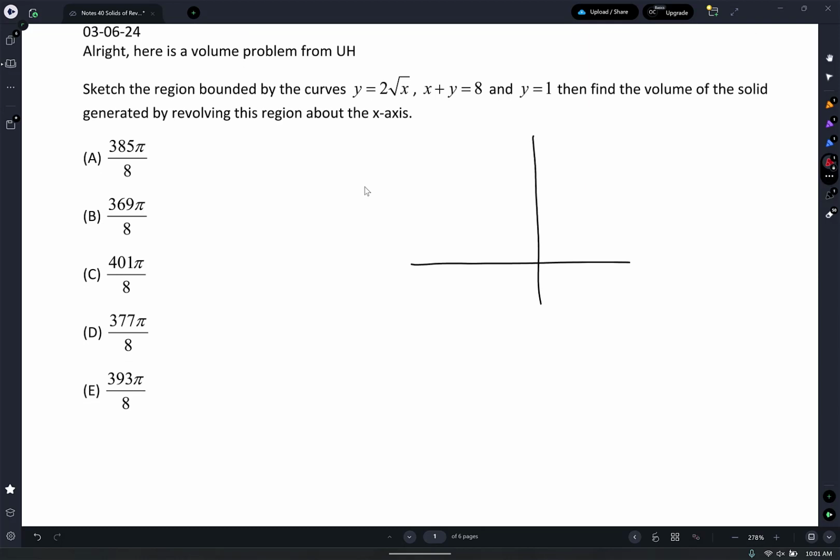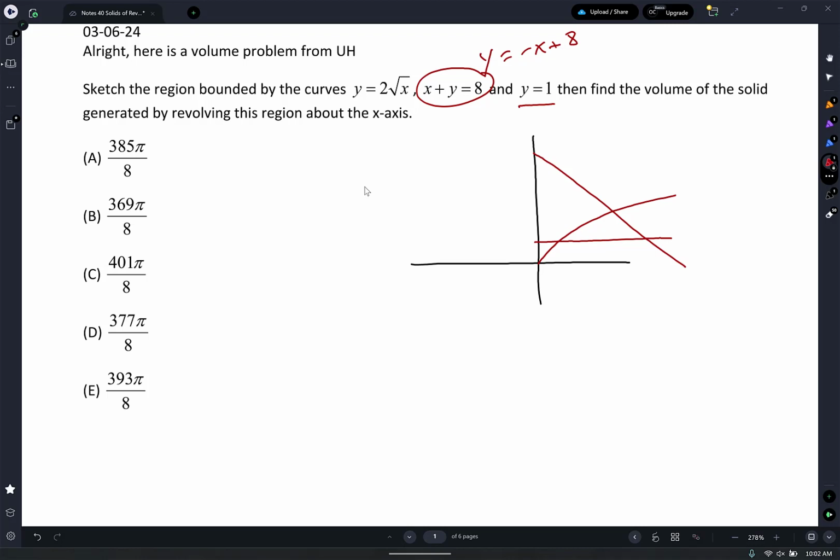I know that it's 2 square root of x, so 2 square root of x looks like something like that. This guy right here is y equals negative x plus 8, so I know that looks something like this. And then y equals 1 looks like a horizontal line. So can you do that without a calculator? Do you know what region they're talking about? They're talking about this region right here. Yeah, that little triangular kind of looking thing.